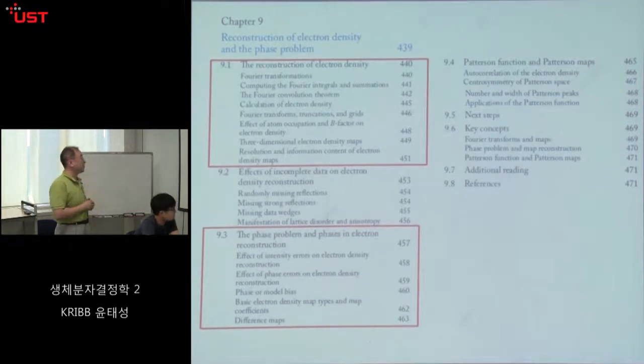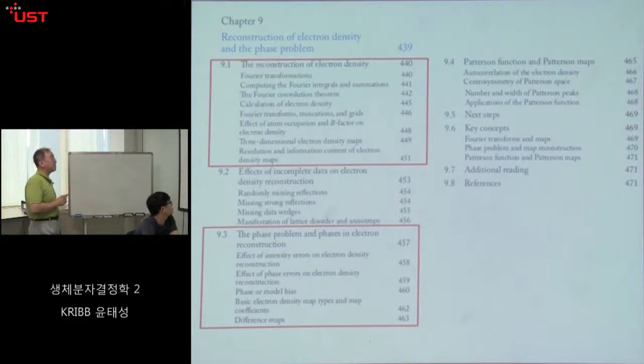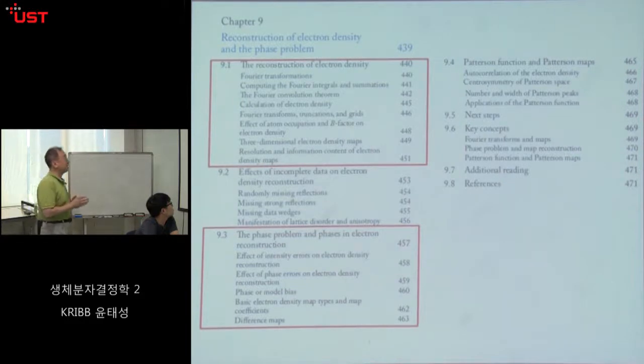Now we are jumping into Fourier transform again with the title like this, The Phase Problem. So today I will focus on the problem in crystallography, the problem in protein crystallography for you. Also, to learn about the phase problem, we need to know how electron density can be reconstructed from structure factor. Here we have section 1, reconstruction of electron density, and section 3, phase problem and phases in electron density reconstruction.